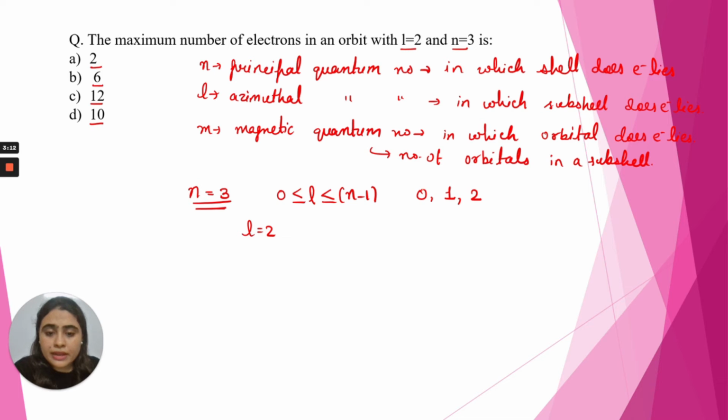If the L value is 0, it is the S subshell. If the L value is 1, it is the P subshell. If the L value is 2, it is the D subshell. So if the L value is 2, that means the electron is going to the D subshell.